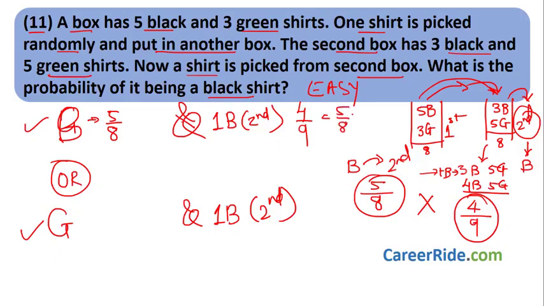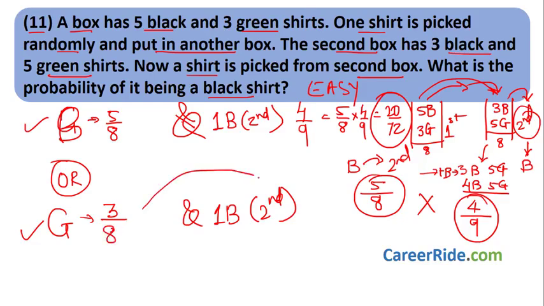Choosing one black shirt from second box, total probability is how much? 5 by 8 multiplied by 4 by 9 would be 20 by 72 for the first scenario where you are choosing the black shirt, right from the start, from the first box. Now instead of black you can choose a green shirt from the first box. What will be its probability? The probability will be simply choosing a green shirt. That means there are 3 possibilities because there are 3 green shirts divided by total number of shirts.